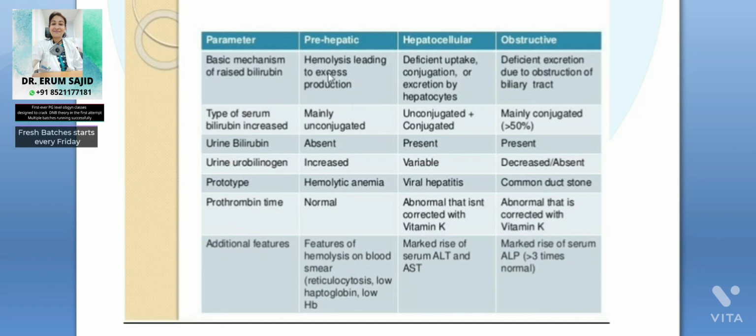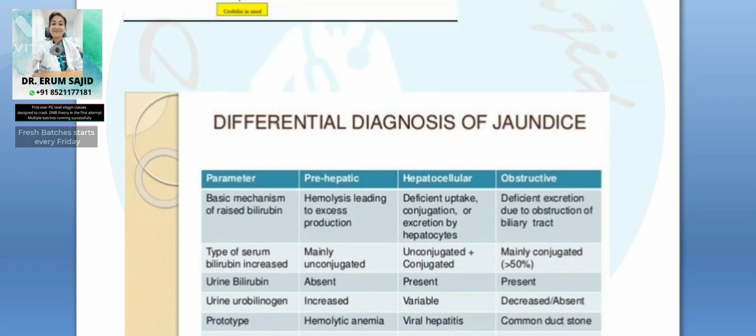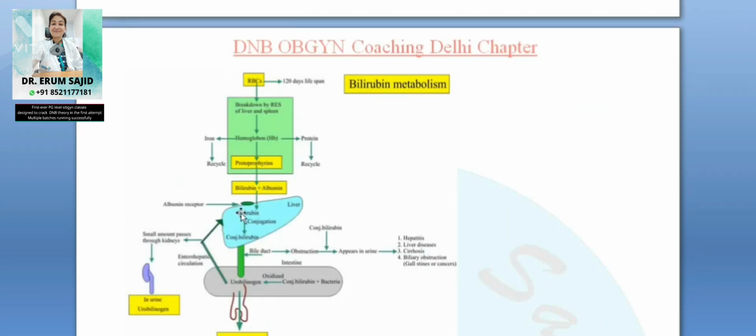So basically in prehepatic, what are the causes? Prehepatic, that means before the liver. The reasons for increase in bilirubin are basically the causes in which there is more hemolysis. For example, can you see over here? See, before it even enters the liver, if this hemolysis increases, it will give rise to unconjugated bilirubin because of hemolysis. But if there is some problem with the liver, the kind of bilirubin that is going to increase in the body will be both conjugated and unconjugated.